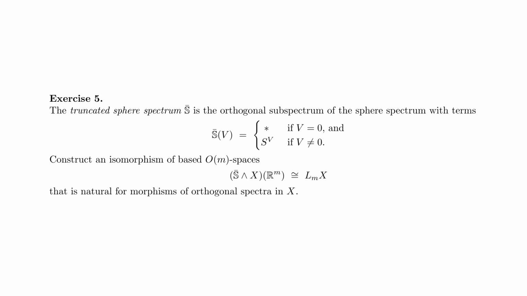The only difference is that the value of this truncated spectrum at the zero vector space is just the base point. And for the sphere spectrum, we would have 2 points, the base point and the point 0. The structure as an orthogonal spectrum is as a subspectrum of the sphere spectrum. Now we can take this truncated sphere spectrum, smash it with the orthogonal spectrum X, and evaluate at R^m. This gives you a based O(m)-space. And the exercise is to construct a natural isomorphism from this based O(m)-space to the mth latching space.